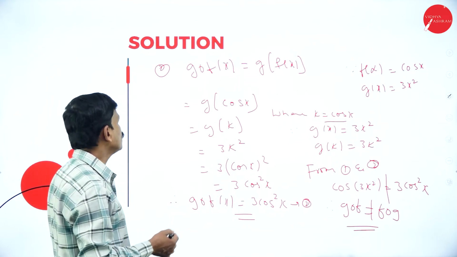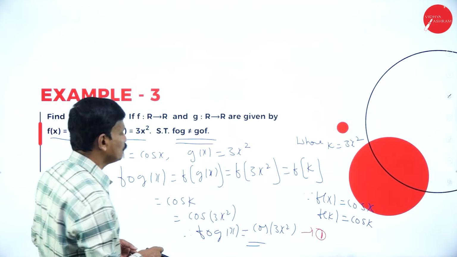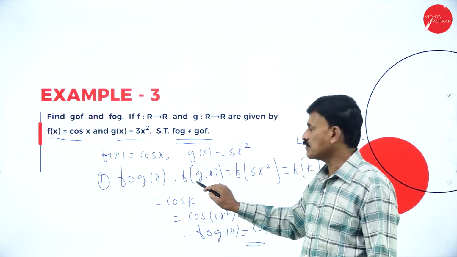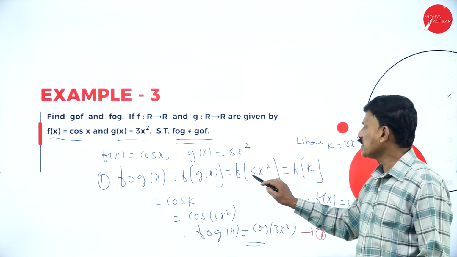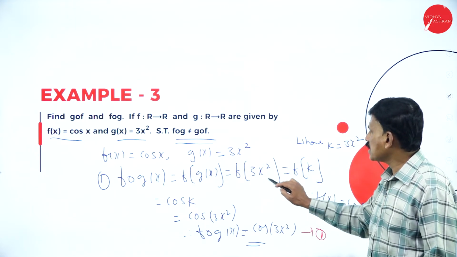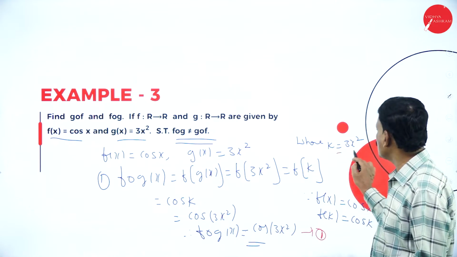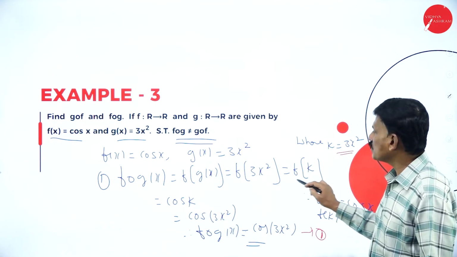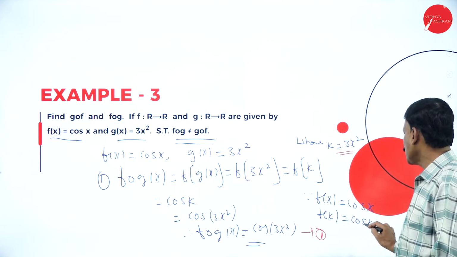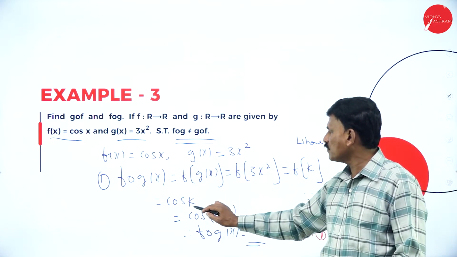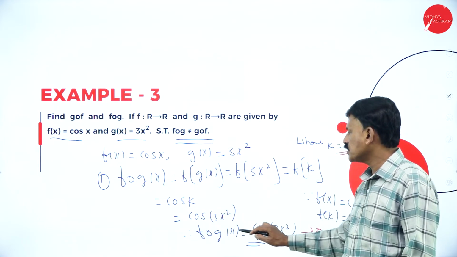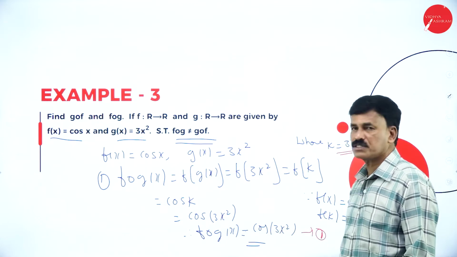Very simple. Let me explain once again. What is given? f of x is equal to cos x, g of x is equal to 3x square. f naught g of x is f of g of x. What is g of x? g of x is equal to 3x square. Let us represent this 3x square as k, where k is equal to 3x square. Since this is of the form f of x, and f of x is cos x, f of k can be written as cos of k. Substitute the value of k. What is k here? 3x square. Cos of 3x square. f naught g of x is equal to cos of 3x square.